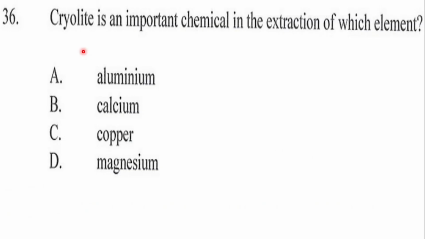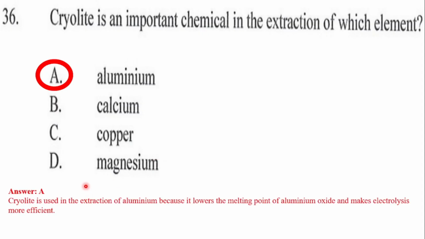Let's move on to question number 36, and we have cryolite. Cryolite is an important chemical in the extraction of which element? Aluminum, calcium, copper, or magnesium? Well, the correct answer is definitely going to be aluminum, because cryolite is used in the extraction of aluminum. But why would we use cryolite? Because it lowers the melting point of aluminum oxide, which makes electrolysis more efficient. So cryolite is used in the extraction of aluminum.